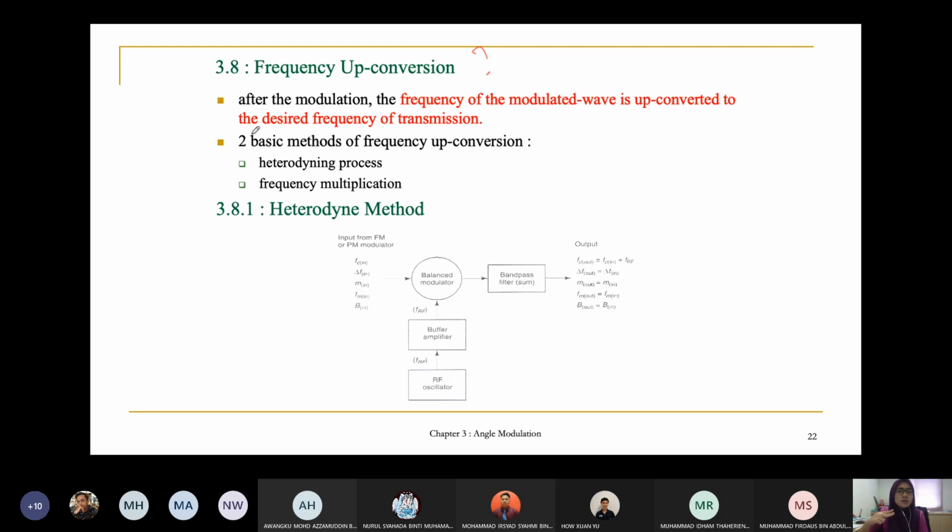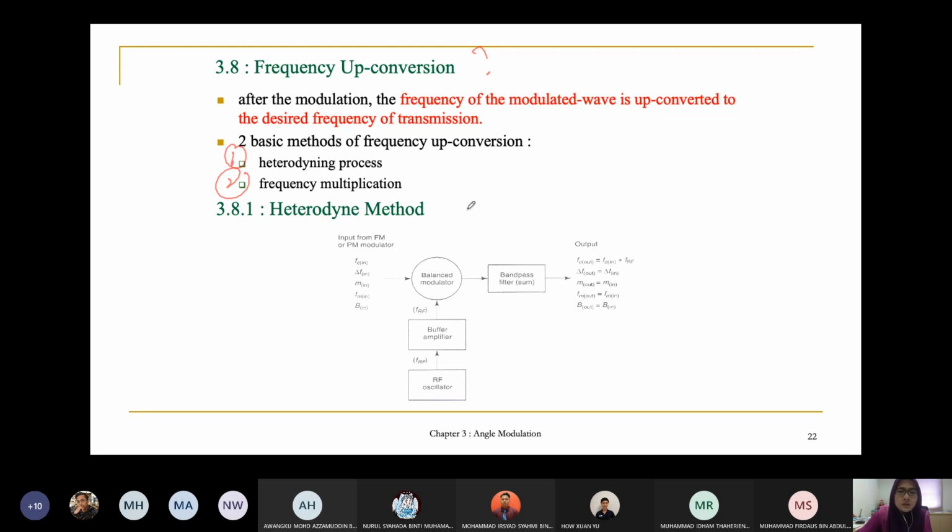There are two ways we can perform the frequency up conversion. The first one is by using the heterodyning process. The second one is by using frequency multiplication. So what is the difference between the heterodyne process and frequency multiplication? If you look at this block diagram, this is the block diagram for the heterodyne process, or heterodyne method.